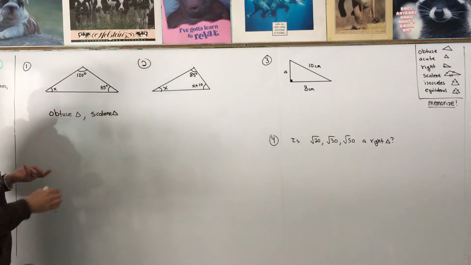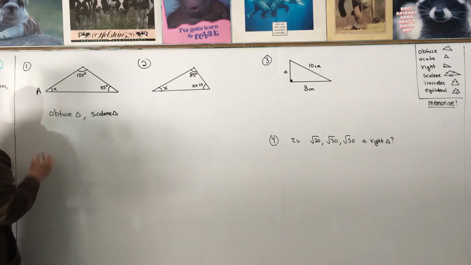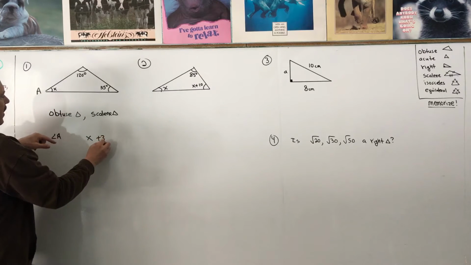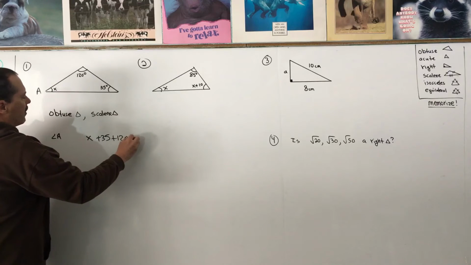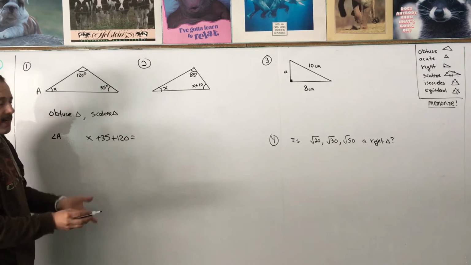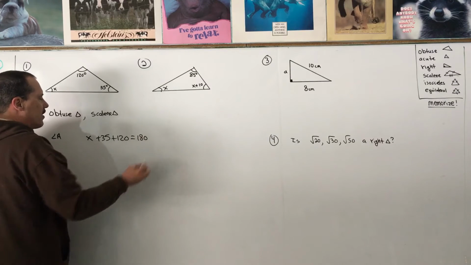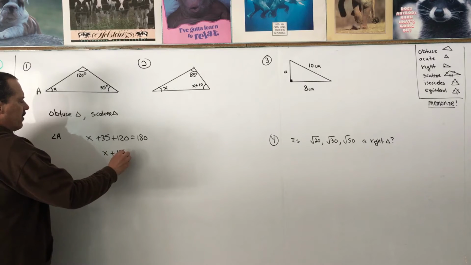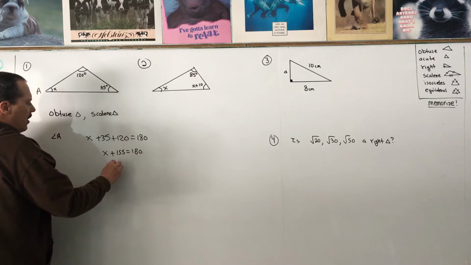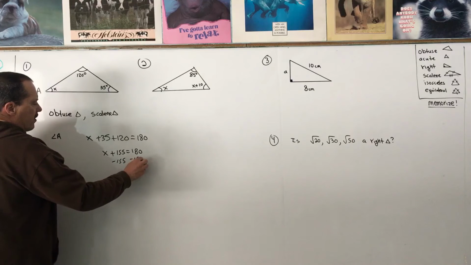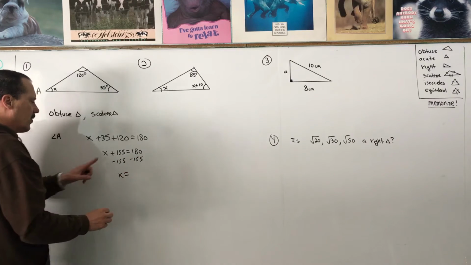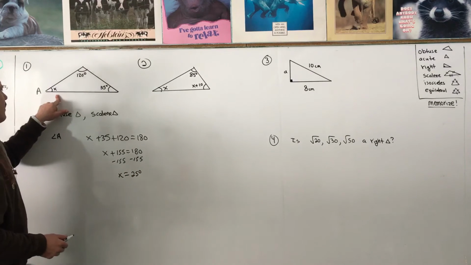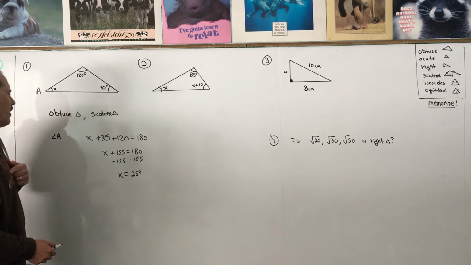Okay, so the next thing I asked you was, hey, how big is angle, let's say this is angle A. Well, to find angle A, I would take x, add 35, add 120, and that would have to equal 180 degrees because every triangle, the angles always add up to 180 degrees. So if I add this together, I get x plus 155 equals 180. And I subtract 155 from both sides. And we get x equals 25 degrees. So we were right that all of these were different sizes, 25, 35, 120, so the scalene is correct.